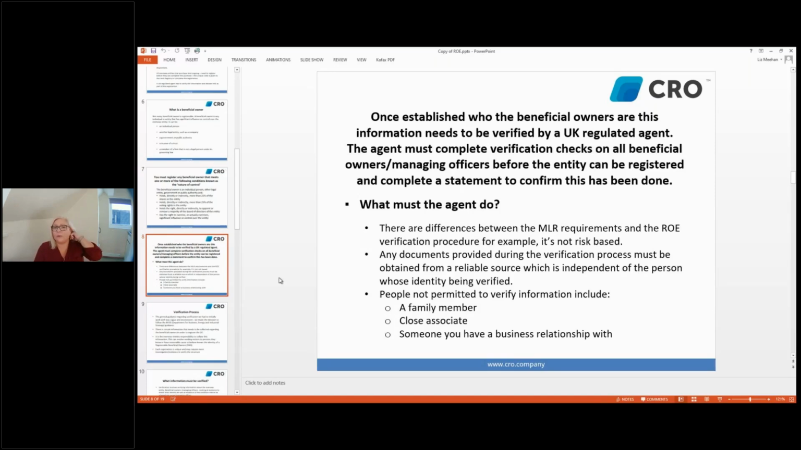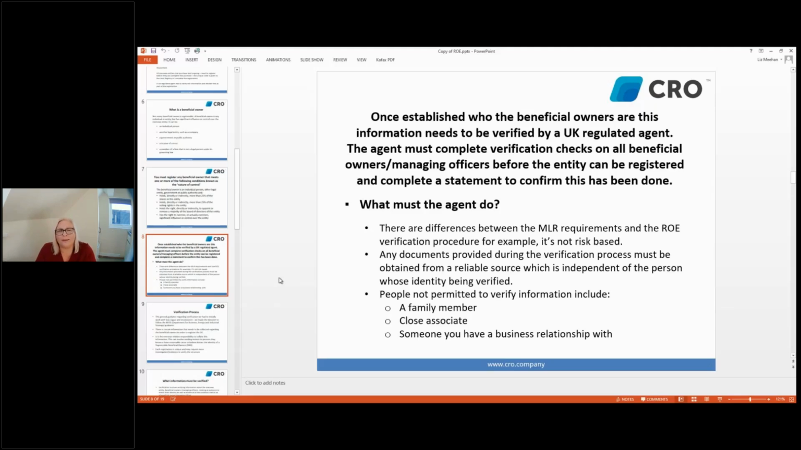Now, there are differences between the anti-money laundering regulations and the Register of Overseas Entities verification procedures. One example of that is that for the ROEs, it's not risk-based. So there's different things that we're looking at when we're completing this verification process. Any documents that are provided by the overseas entity must be from a reliable source and must be independent from the person whose identity is being verified.